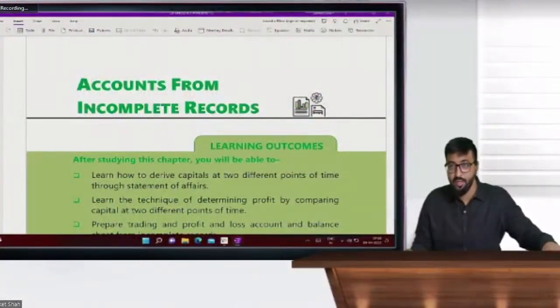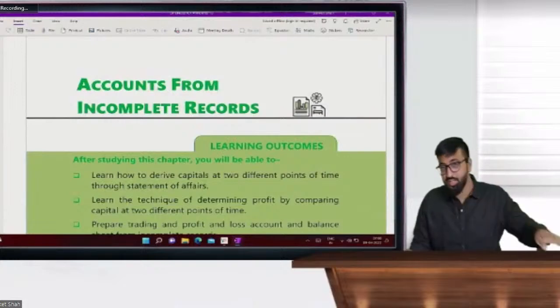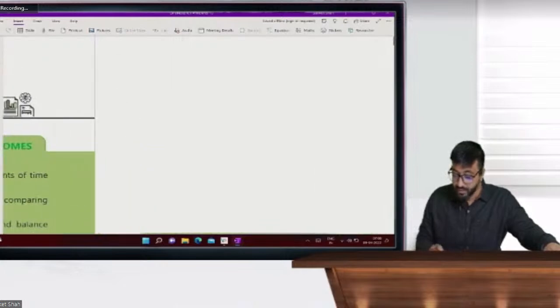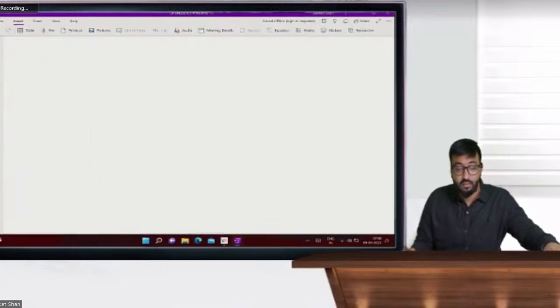Good morning, students. Today's chapter, accounts from incomplete records. It's a new chapter. I hope your basics of accounting are clear. Otherwise, first we will revise all basic concepts, because in this chapter we need basics of accounts. This is one of the biggest chapters.